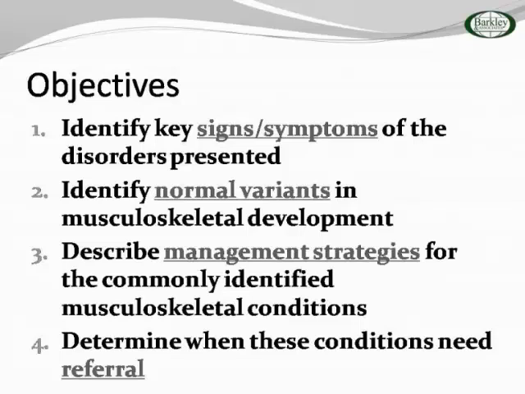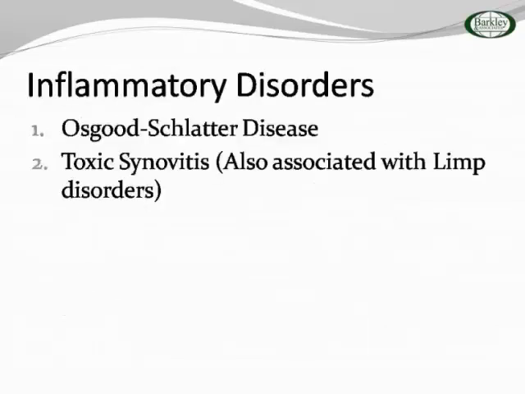But I want you to think about, we're going to start off with some inflammatory disorders, and then let me tell you what's big on the test. Kids with a limp, okay? That's a pink pig. So we want to think about inflammatory disorder. Good old Osgood-Schlatter would be one that's very classic, and toxic synovitis, which is also considered in the limp disorders.